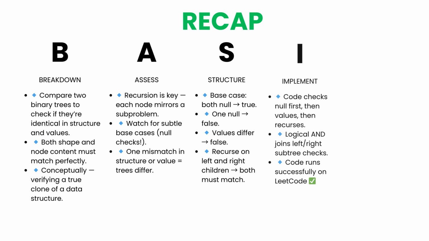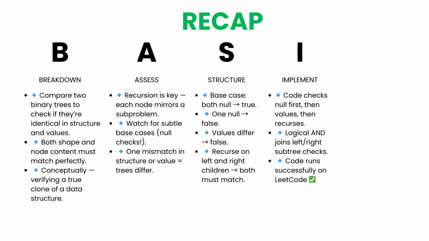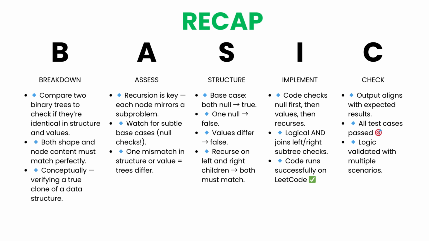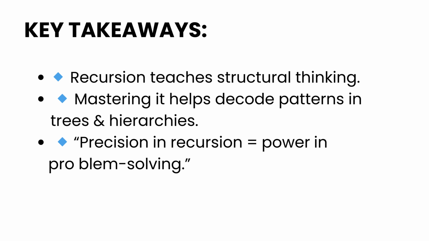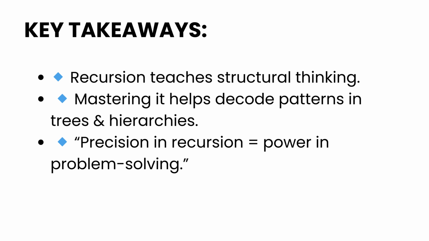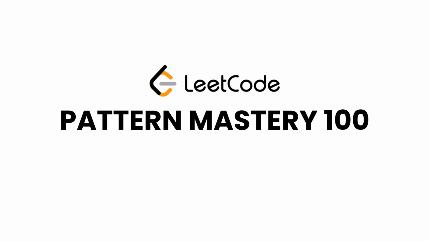We translated that plan directly and ran it on LeetCode, clean execution with no errors. We validated with examples. Identical trees returned true, and differences in shape or values returned false. Test cases passed as expected. The big lesson: recursion succeeds when base cases are exact and comparisons are symmetrical. Nail this pattern, and you're set up for problems like Symmetric Tree, subtree checks, and beyond.